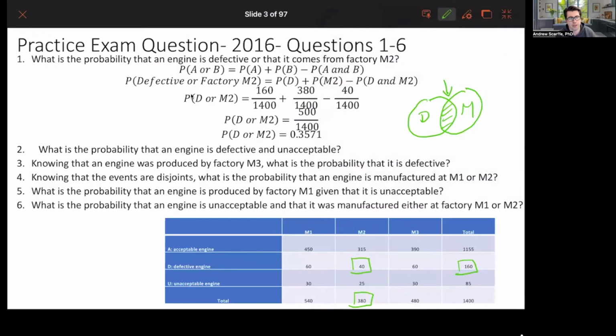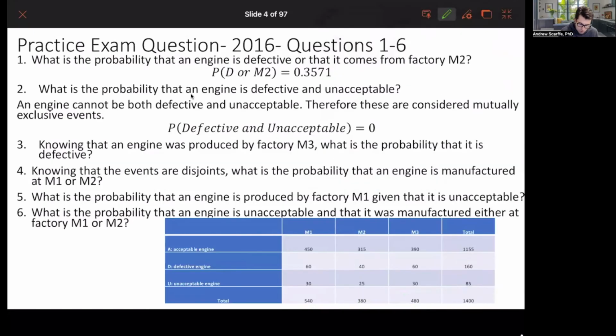What is the probability that an engine is defective and unacceptable? Well, in this case, they are disjoint events. They cannot happen at the same time. They cannot be both defective and unacceptable at the same time. So the probability that they occur at the same time, the probability of defective and unacceptable, is equal to 0.